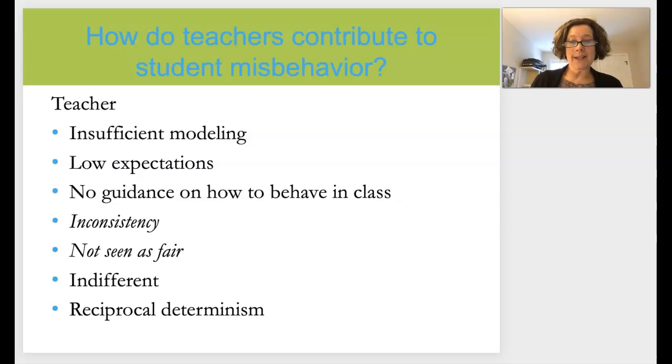Inconsistency and not being seen as fair are in italics because I think these are the key to classroom management. Inconsistency is the failure to follow through with stated expectations. So if you say, if you do this one more time, this will happen, and the child does that thing one more time, you better make sure that this happens. You have no chances. You must follow through every single time. So be careful what you actually say. If you don't want to go through with the consequence, don't say it.